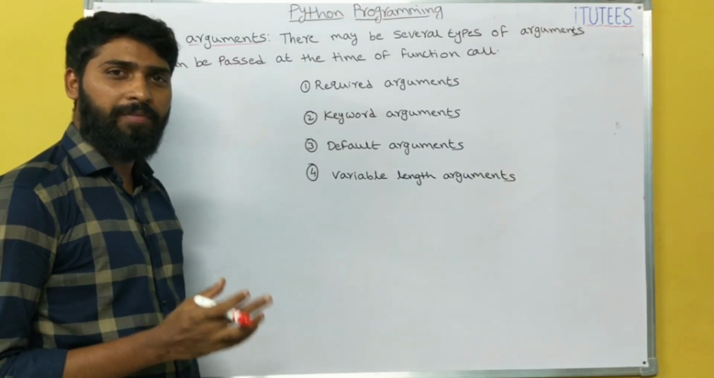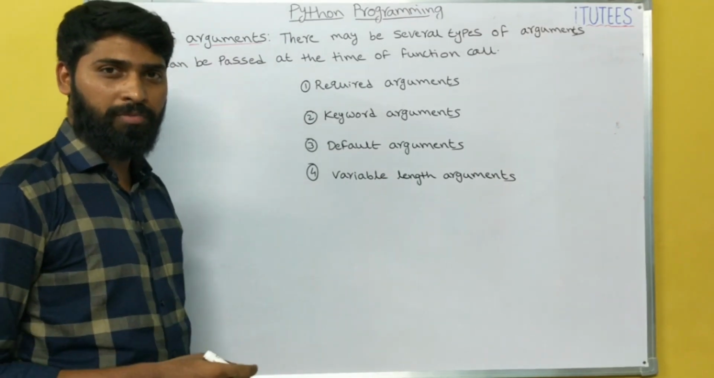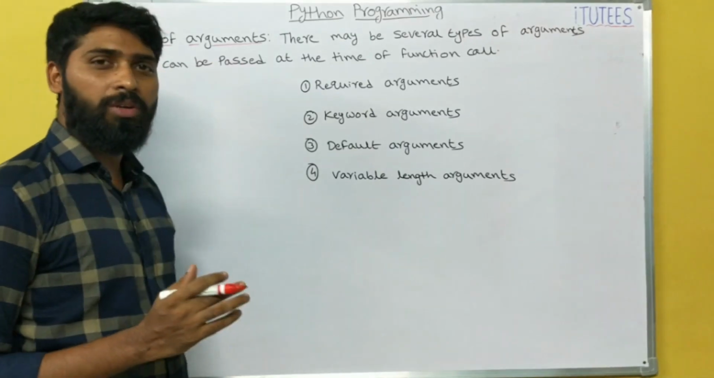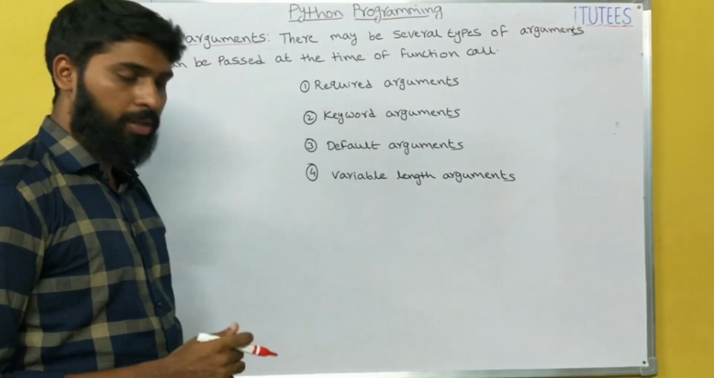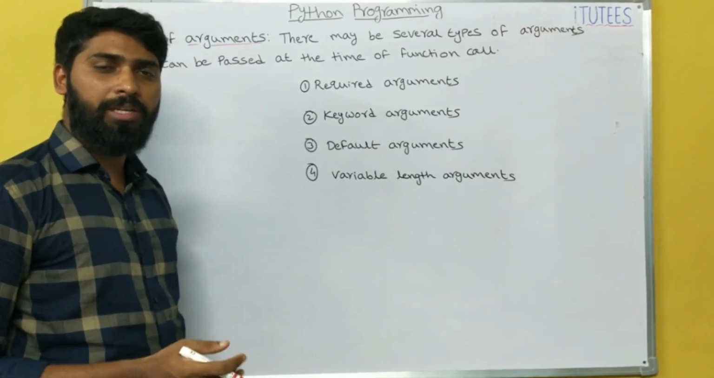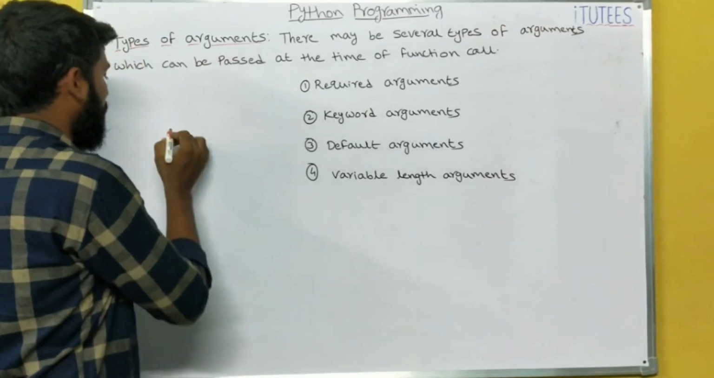In the previous class we discussed how to define a function and how to call a function. In this class we are going to discuss arguments, how to pass the arguments, and how many types of arguments we have in Python. So how can we define a function?